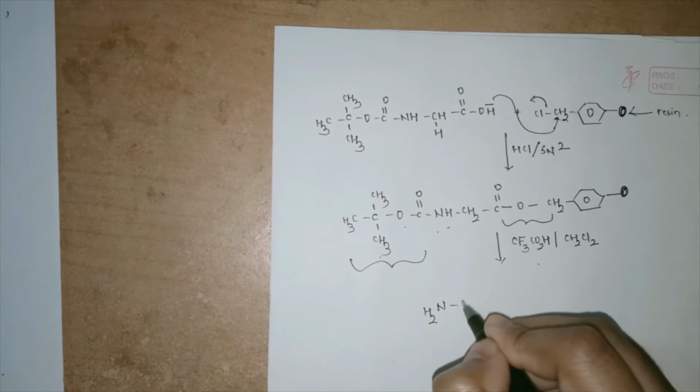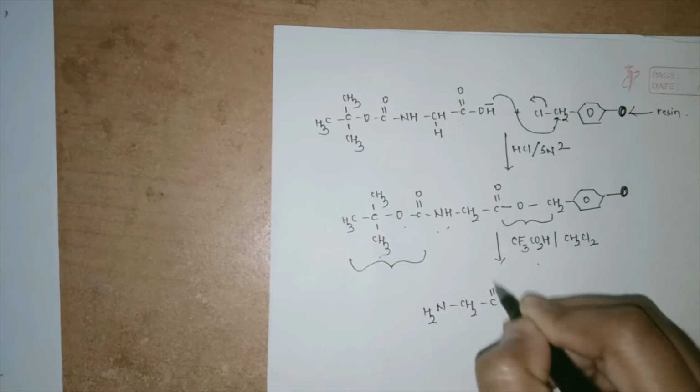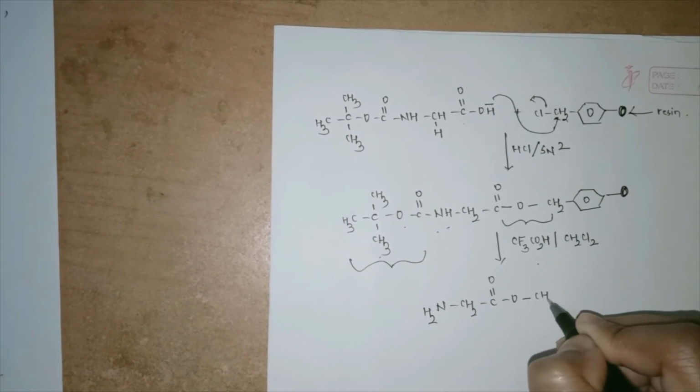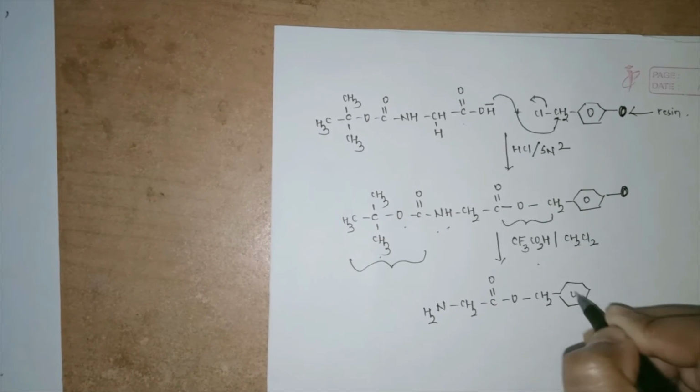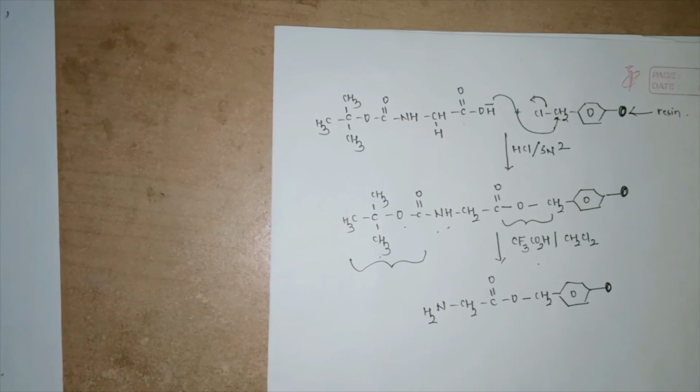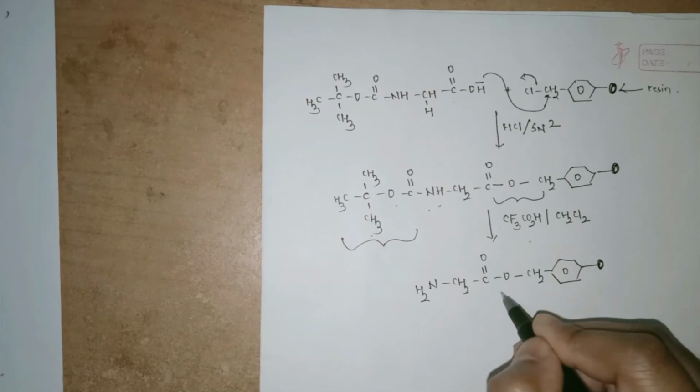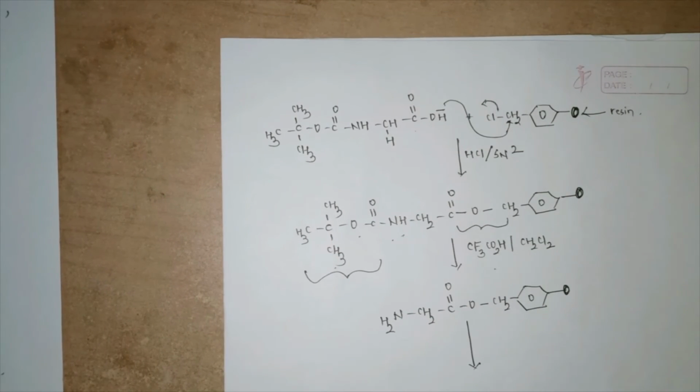So that is what happens here. I will be getting a free N terminal, C double bond O, O, CH2, which is attached to the resin. Now here we have got a free N terminal system. To this free N terminal system, I can now add a new amino acid.